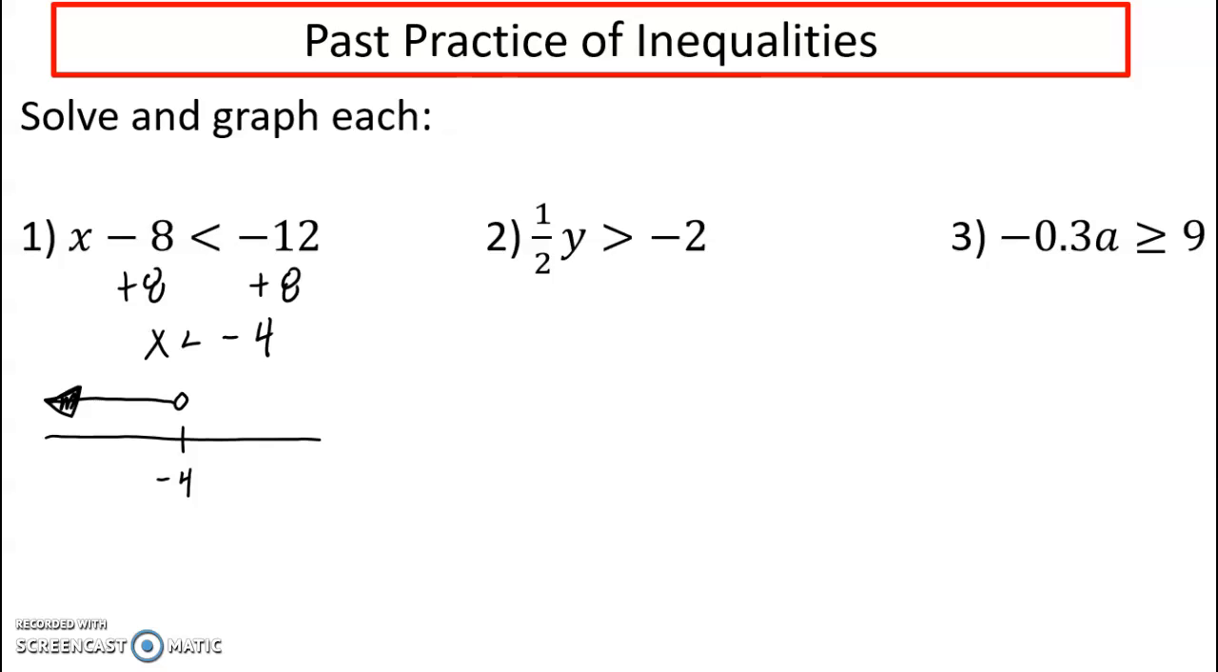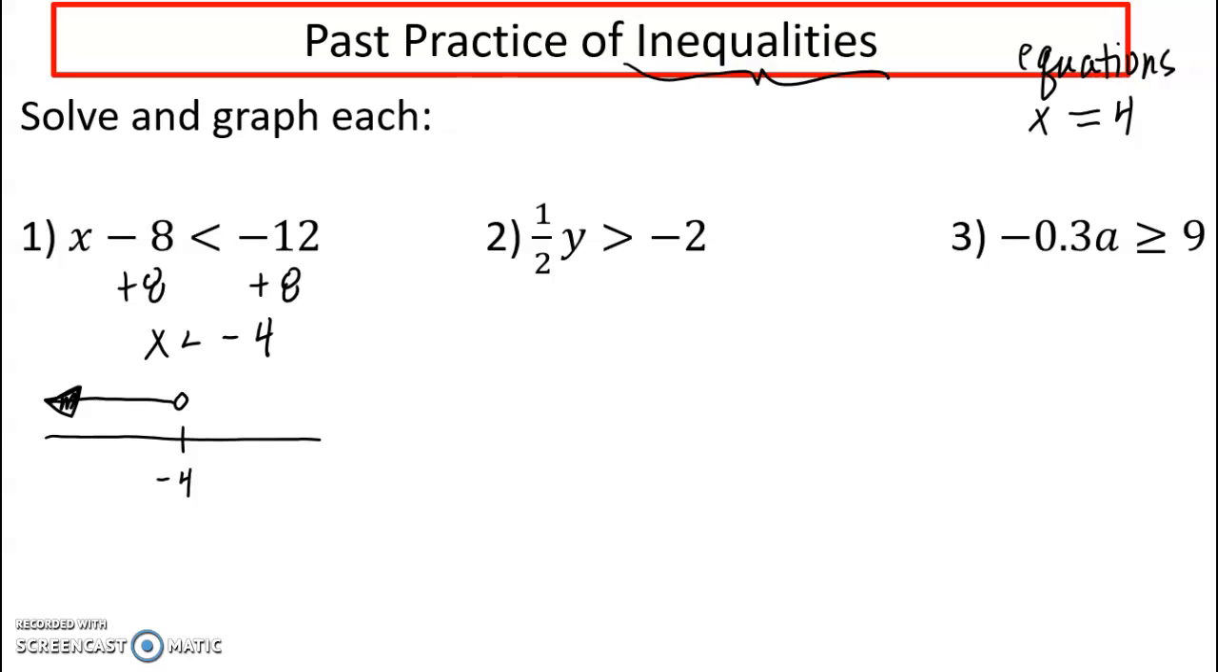So let's remind ourselves, solutions to equations, right? When I have an equal sign, I get one value, right? X equals 4. That would be it. Remember, for inequalities, we get entire ranges of solutions. Any number smaller than -4 would satisfy this inequality.